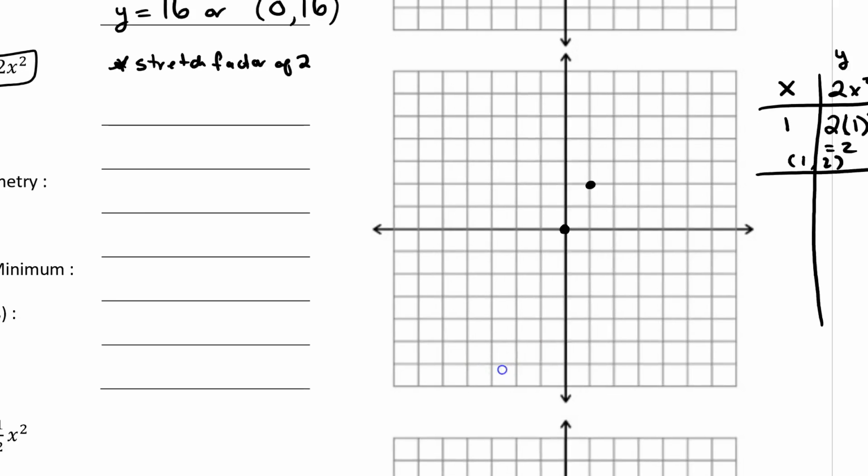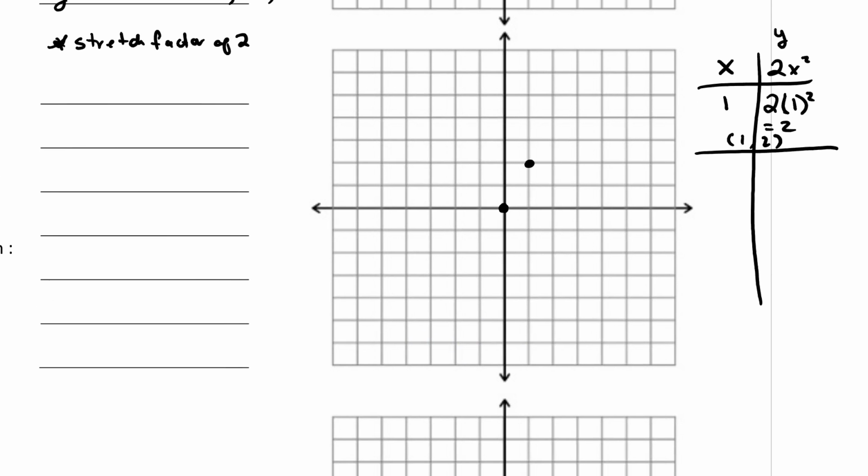Now this is a little bit different from the other one, because like before, if there's no stretch factor, we go over 1, up 1. But instead we go over 1, up 1 times 2, which is 2.